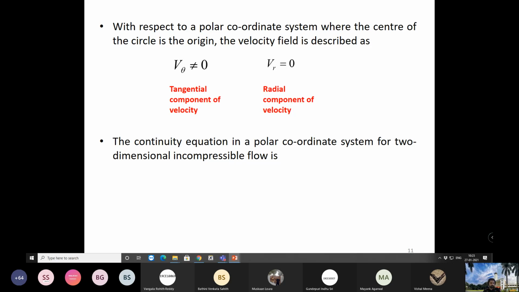Continuity equation in Cartesian coordinates you might have read. In this course you have read A1 V1 is equal to A2 V2. But it comes from a differential equation which involves del rho del t plus del rho u del x plus del rho v del y plus del rho w del z is equal to 0. That is the continuity equation in general.